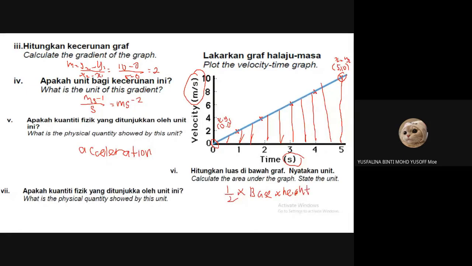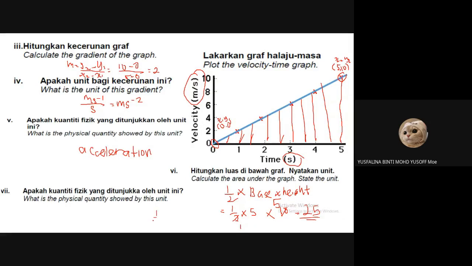I'm sorry for my handwriting because I'm writing with my mouse. The base here is 5, and the height here is 10. So what is half times 5 times 10? 25. Okay, how about the unit? Here you only calculated the value. Then the unit: how do we find it?